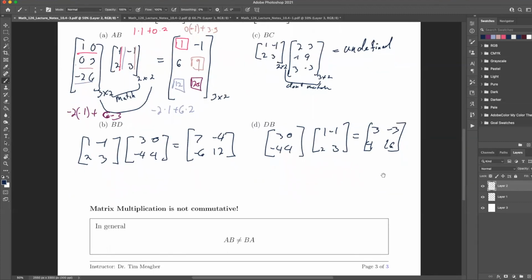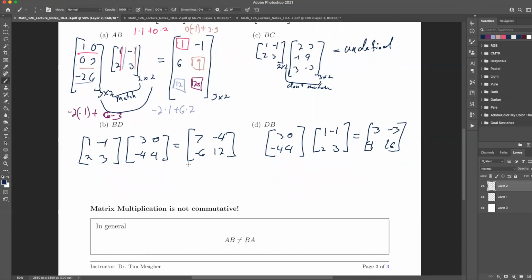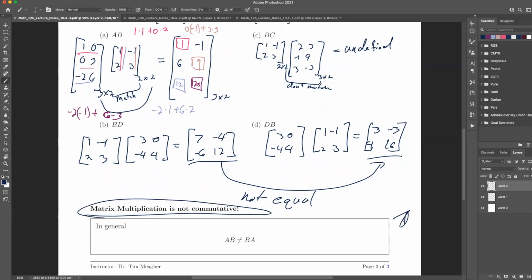And what should we notice here? Here I have the matrix B times D. That gives me this result. Here I get D times B. That gives me this result. These two matrices are not the same, right? They're not equal, right? And so multiplication is not commutative. That means A times B does not equal B times A in general. Okay? It's just not. And so you no longer have the commutative property of multiplication.